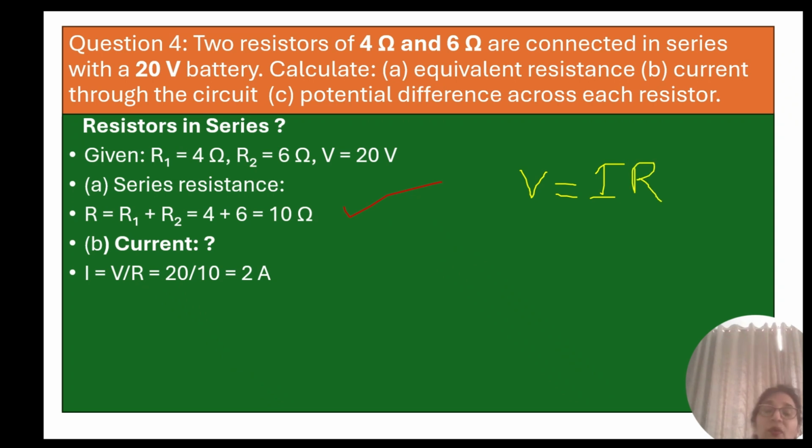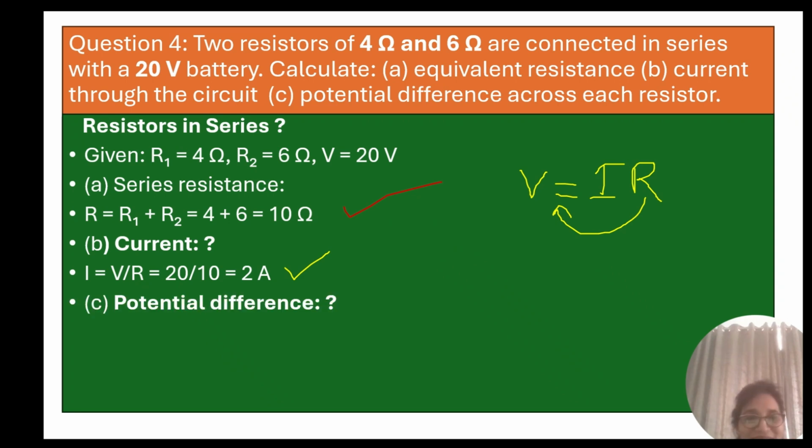Okay, so current will be what? V upon R. So R goes here, so it becomes V upon R. So 20 upon 10 will give you 2 ampere. Next is the potential difference. Now, how to find the potential difference?